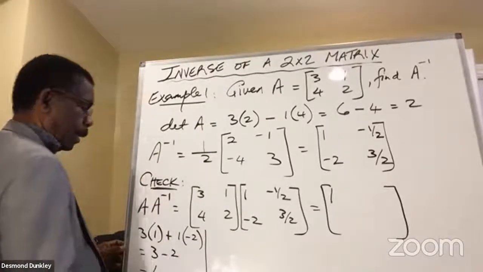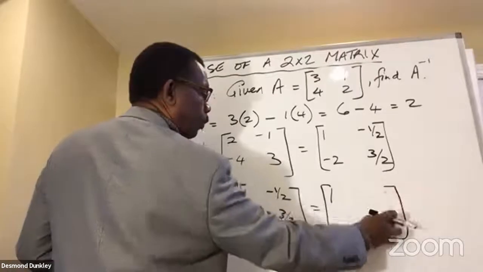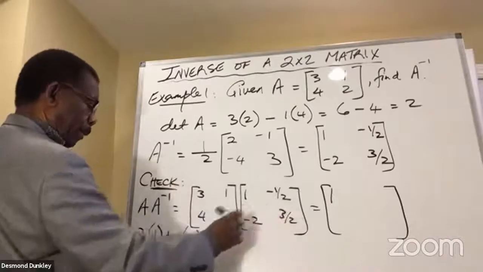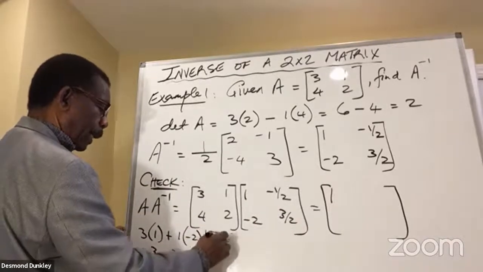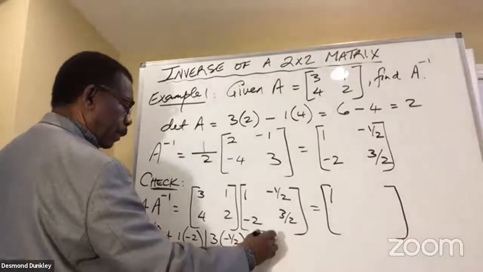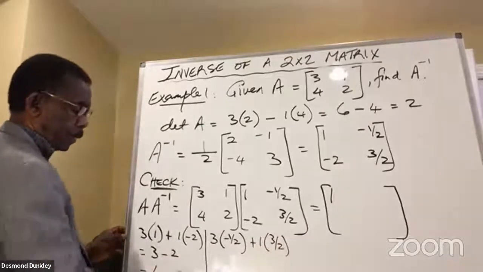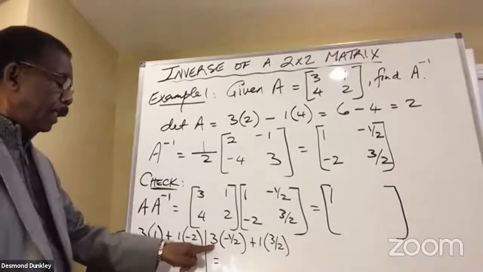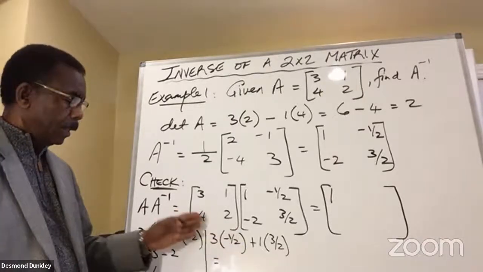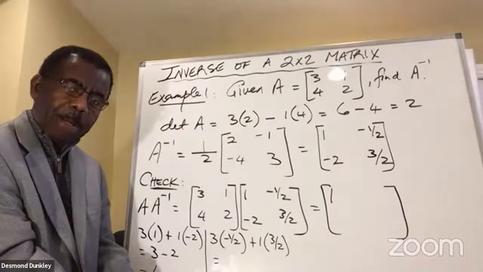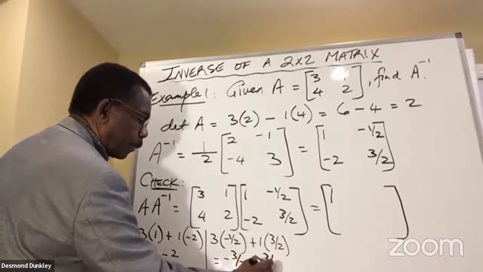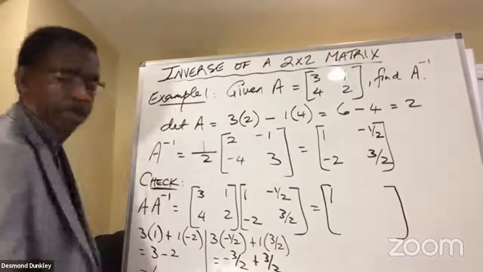Okay? Let's go to the 1, 2 entry. First row, second column. It's going to be 3 times negative a half plus 1 times 3 over 2. So what do we get? 3 times negative a half is 3 over 1 times negative 1 over 2. You multiply the top, you multiply the bottom. So the answer becomes negative 3 over 2 plus 3 over 2. And that gives me 0.